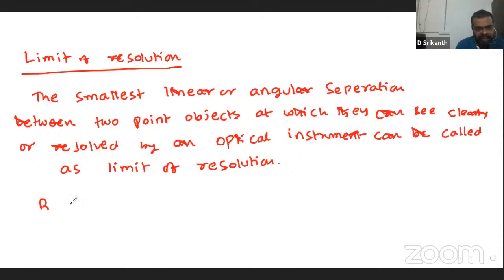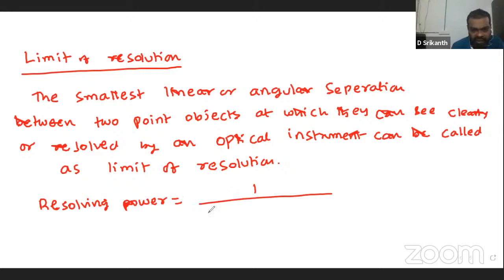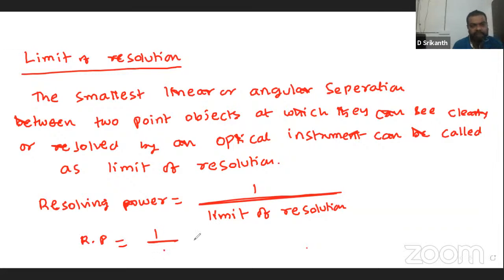Now, resolving power is the reciprocal of the limit of resolution. The reciprocal of the limit of resolution can be called the resolving power. For a microscope, the resolving power is 1 by d.